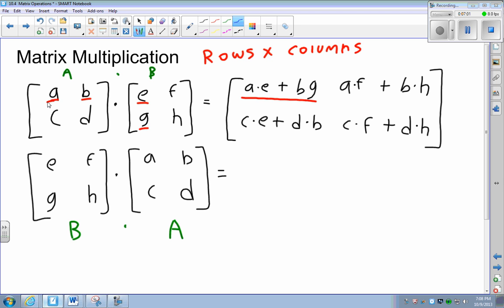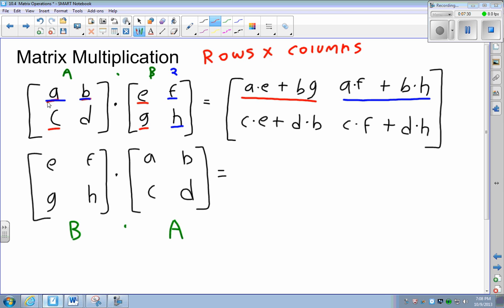Now we move on to the second column of matrix B, and now we're going to multiply A times F and add that to B times H, just what we've done here. Okay, so now that you've gone through all the columns in our second matrix, we can go to the second row of our first matrix.